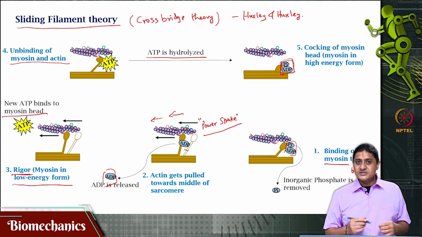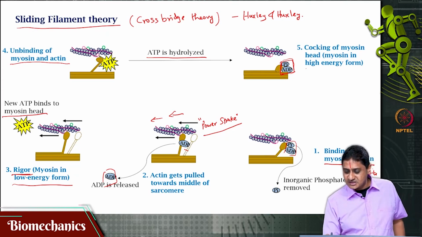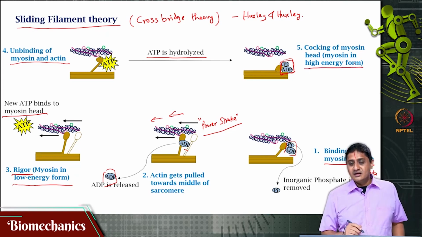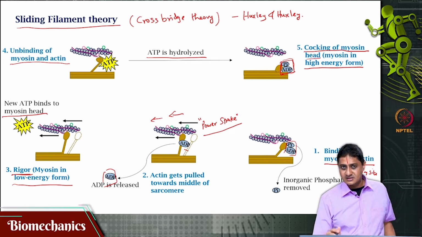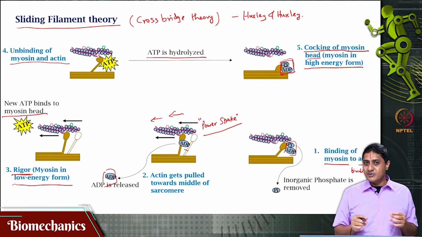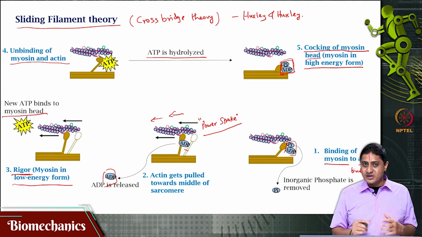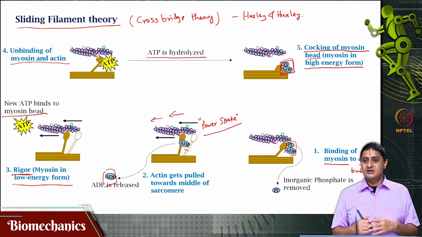The myosin is ready for the next cycle of attaching to the actin. This situation, in which the myosin head is present in a high energy form, is called cocking of the myosin head. Exactly the opposite of rigor. When the myosin is in rigor, it is in a low energy state. Although it is attached to actin, it cannot pull.